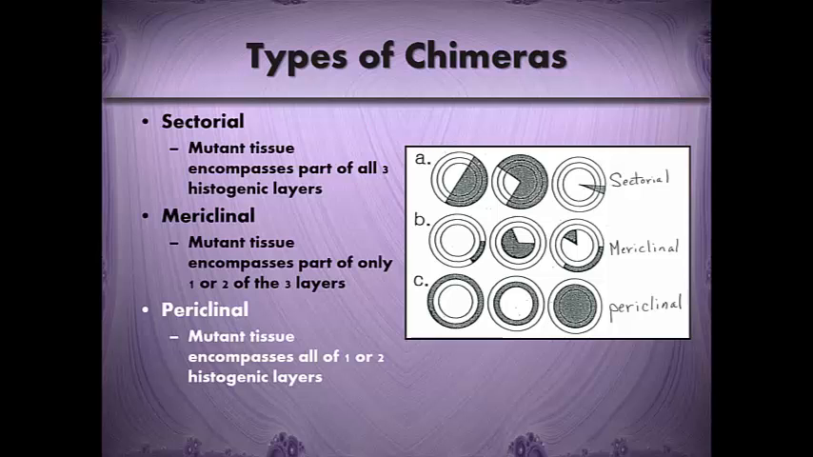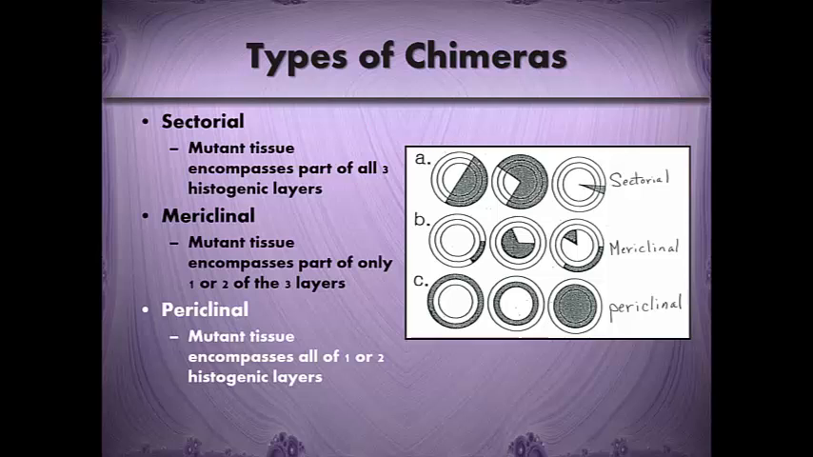A mericlinal chimera has mutant tissue that encompasses part of only 1 or 2 of the 3 layers. And again, the shaded regions on row B would show examples of the mutated regions of various mericlinal chimeras. And then finally we have the periclinal chimera, in which mutant tissue encompasses all of 1 or 2 histogenic layers. Now, periclinal ones are the ones that we care most about for propagation because they're the most stable.